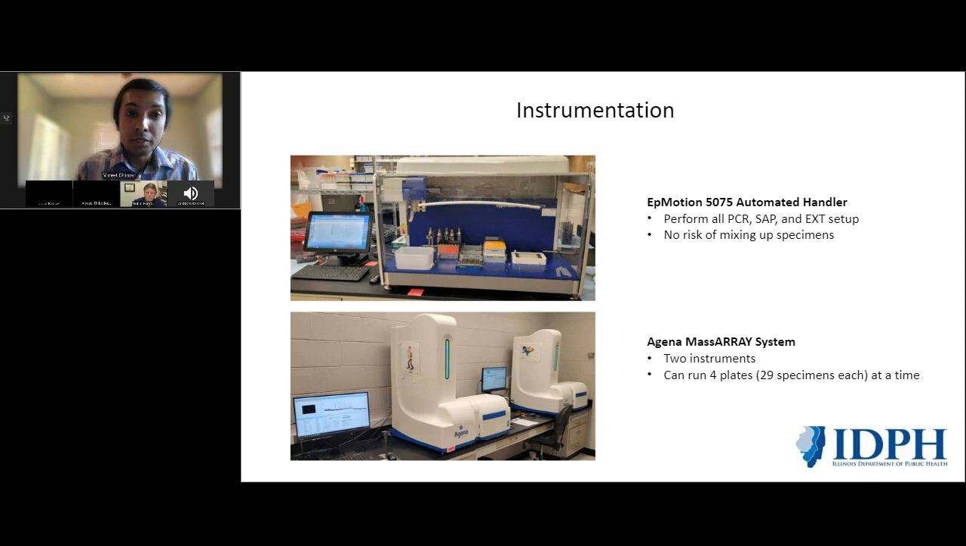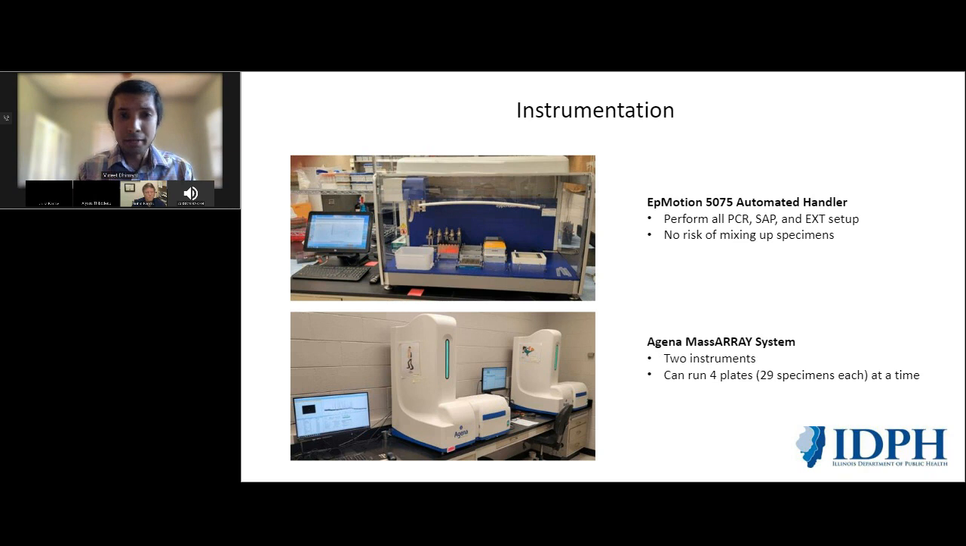And so we have these EP Motion 5075s by Eppendorf, which is an automated liquid handler, and they perform all the PCR, methionine alkaline phosphatase treatment as well as extension. And again, it erases the human error part that could go wrong in any laboratory experiment. And then on the screenshot below, these are our two Agena MassARRAY systems. They are two instruments. They can run 4 plates between them, 29 specimens each at a time.